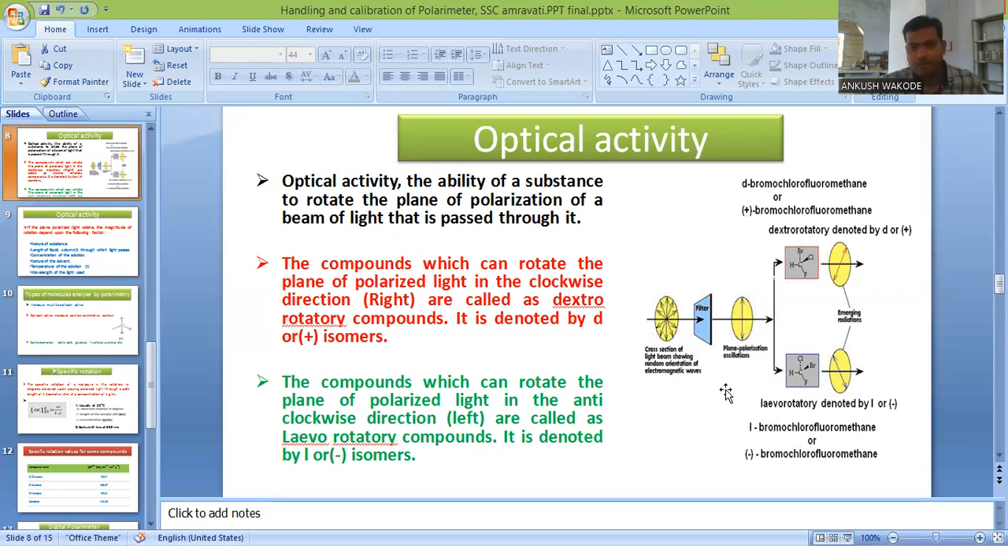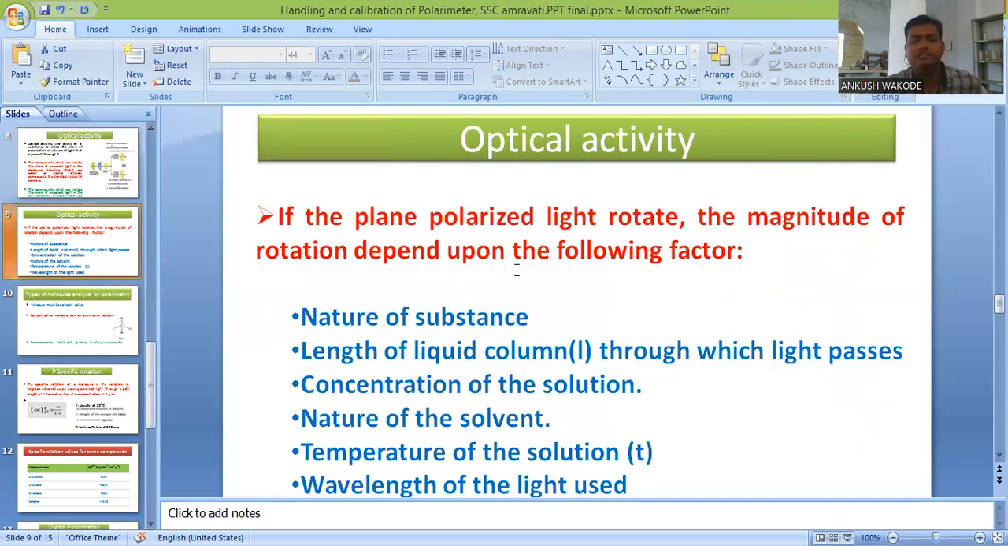So for optical activity, the plane polarized light rotates. The magnitude of rotation depends upon some factors. So which are these? First of all, the nature of substance, the length of the liquid column through which light passes, another factor, the concentration of solution, then the nature of solvent, the temperature of the solution, and the wavelength of the light used.